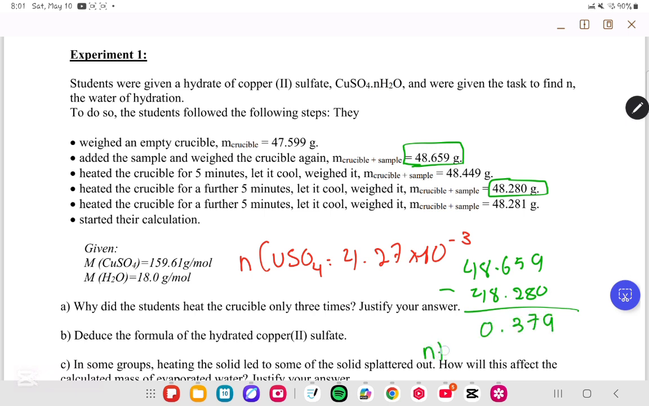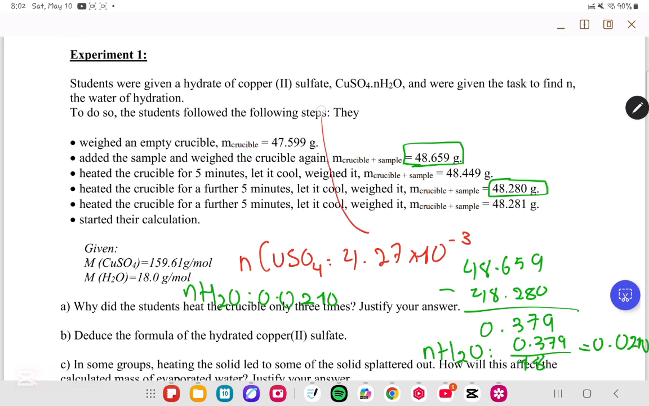To find the number of moles of H2O, you have the mass of water, and we want to find the number of moles of water. It's going to be mass over molar mass. So 0.379 over 18, you will get 0.0210 moles. So the number of moles of H2O is 0.0210 mole.